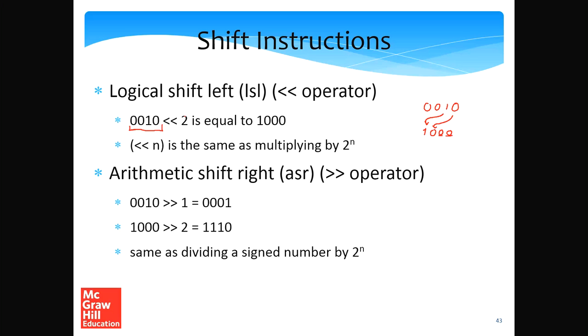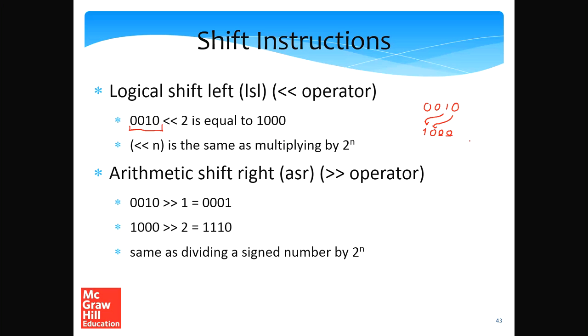We can clearly see that this number is equal to 2 and this number is equal to 8 in decimal. So left shifting by n positions basically means the same as multiplying a number by 2 to the power n. Why is this the case? We shall see in some time.